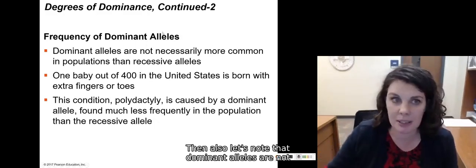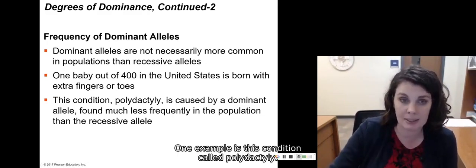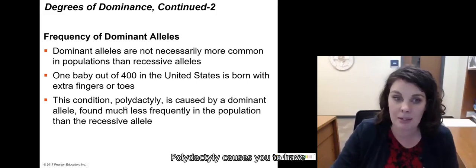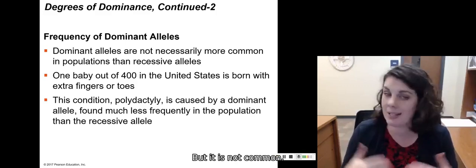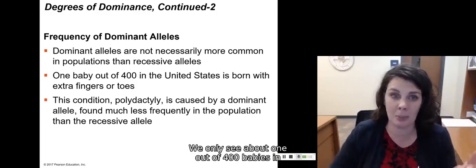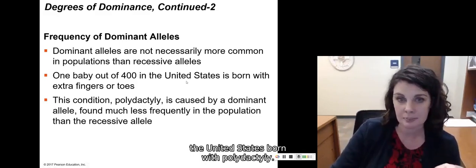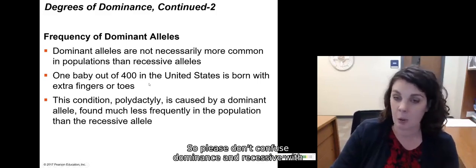And then also let's note that dominant alleles are not necessarily more common in populations than recessive alleles. One example is this condition called polydactyly. Polydactyly is a dominant allele. Polydactyly causes you to have extra fingers or extra toes, but it is not common. We only see about 1 out of 400 babies in the United States born with polydactyly. So it's not common, even though it's dominant, okay?